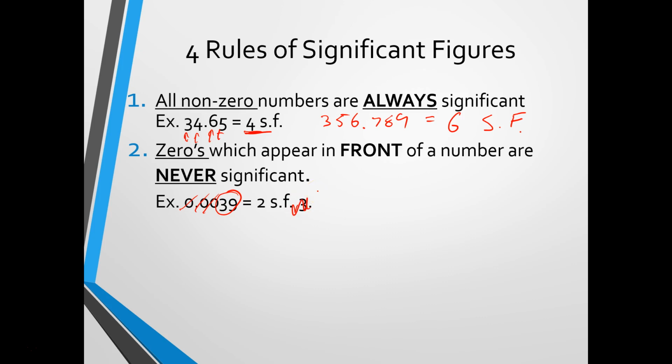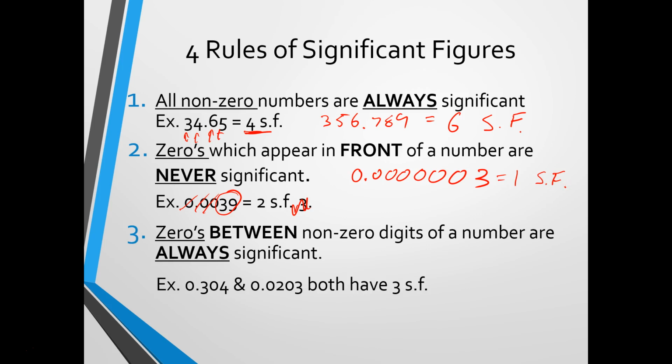And similarly, let's say we have 0.00000003. Well, because all these zeros are in front of a non-zero number, that means none of them are significant. So this would only have one significant figure.